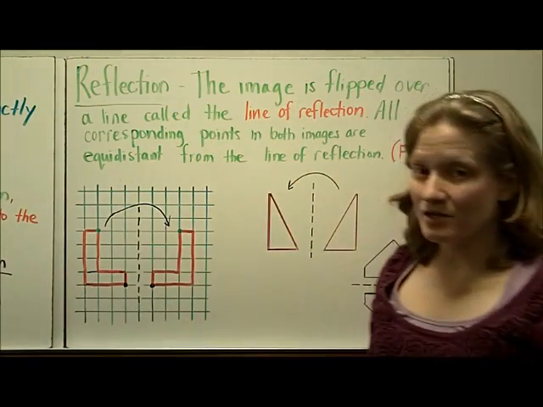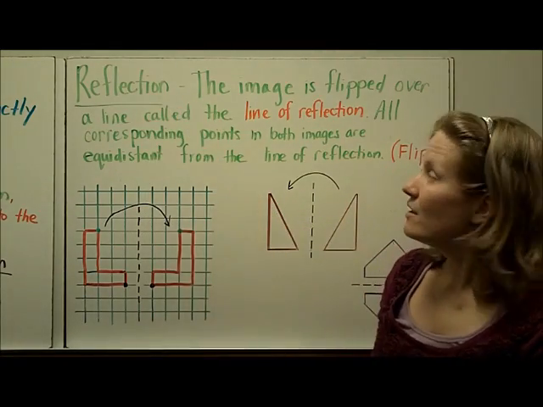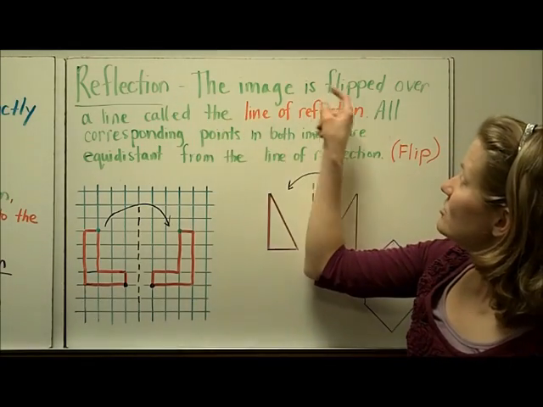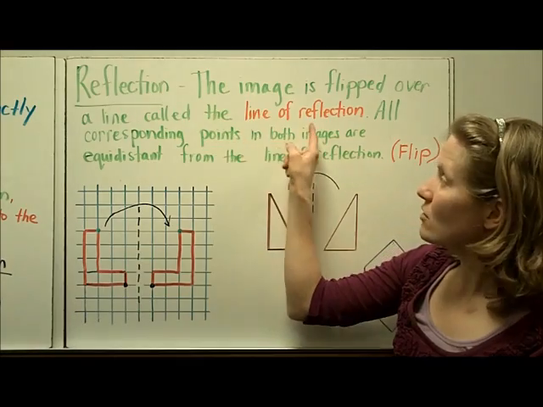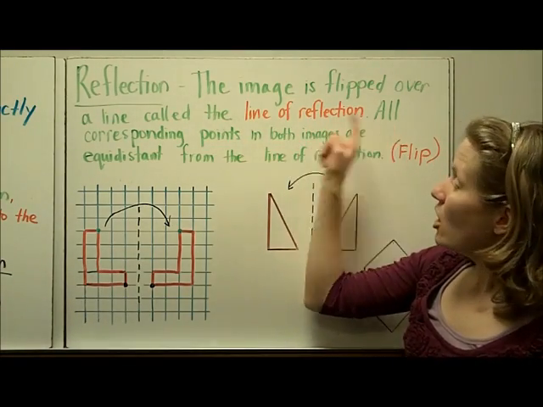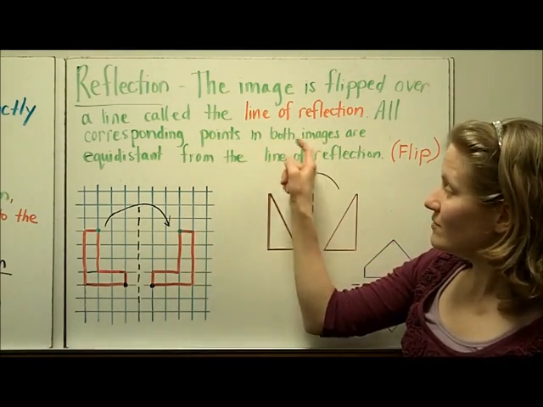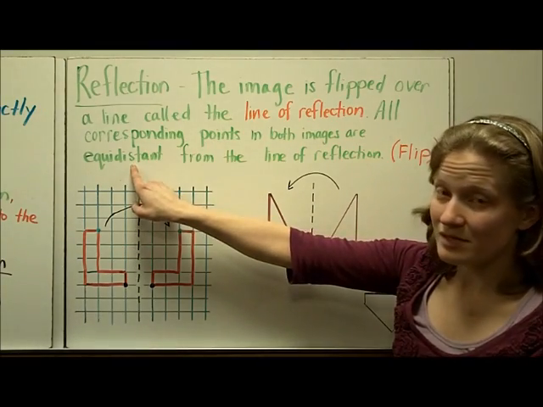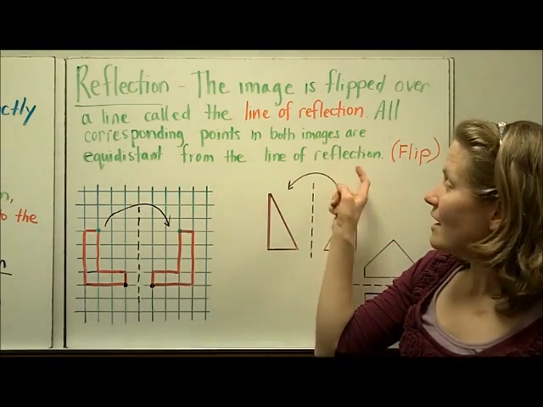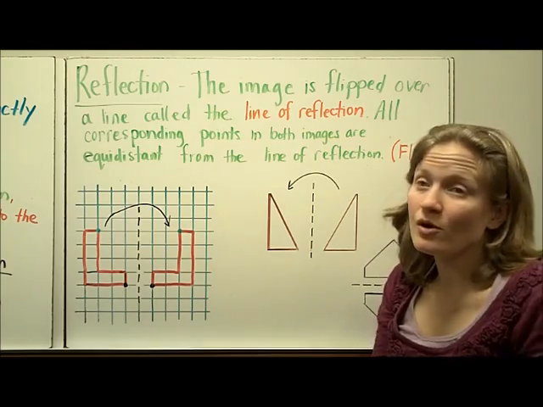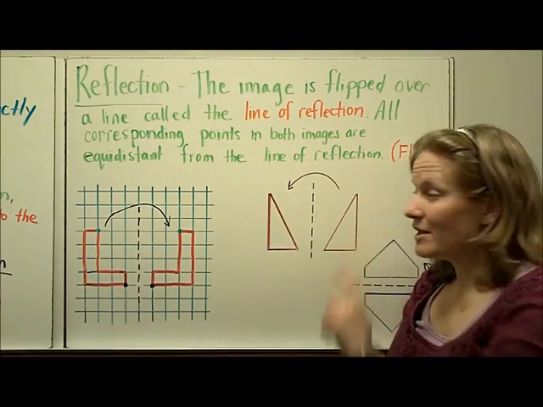The next transformation is a reflection. In the reflection, the image is flipped over a line called the line of reflection. All corresponding points on both images are equidistant, or the same amount away, from the line of reflection. And a simpler word for a reflection is just a flip.